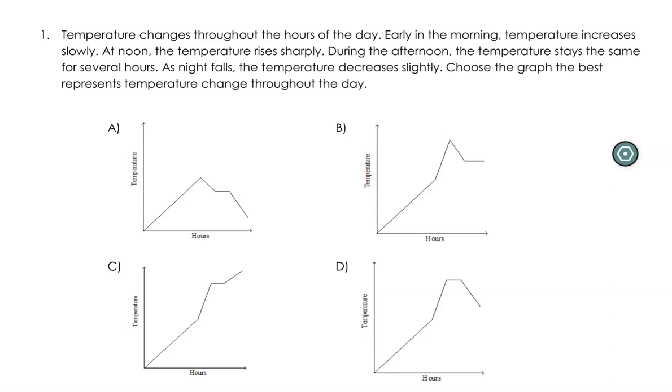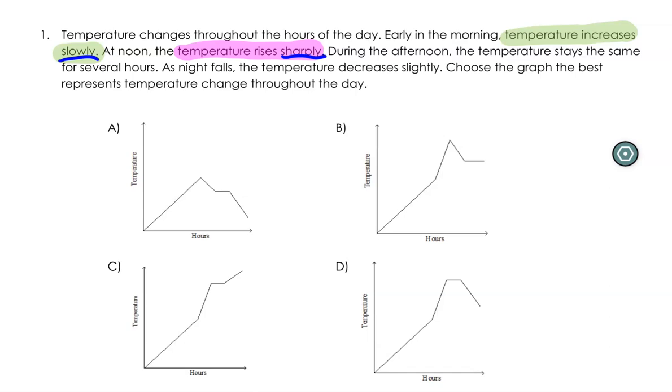So this is very similar to what you did in Mr. GK's class first semester, where you had to figure out rise and falls of graphs and what it means for the line to go straight across. So let's look at our information here. We have early in the morning, temperature increases slowly. At noon, temperature rises sharply. Okay, and that's our key word right here. Sharply versus slowly. Okay, there's a difference.